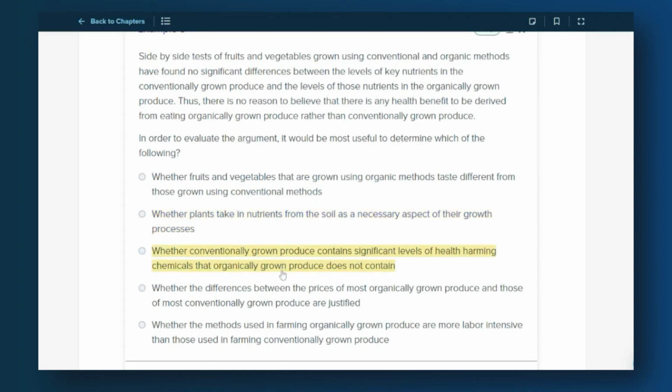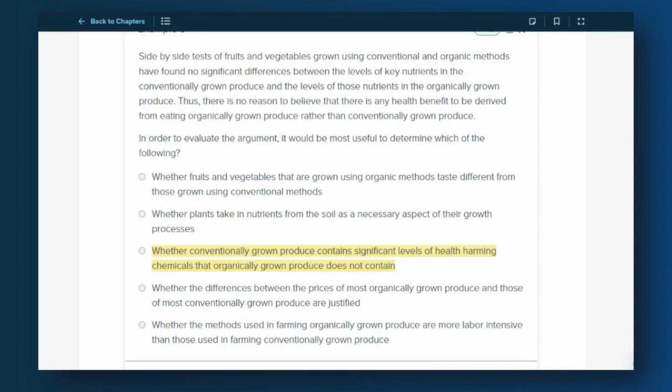C. Whether conventionally grown produce contains significant levels of health-harming chemicals that organically grown produce does not contain. Okay, if conventionally grown produce contains health-harming chemicals that organically grown produce does not, then there would be a health benefit to be derived from eating organic produce.